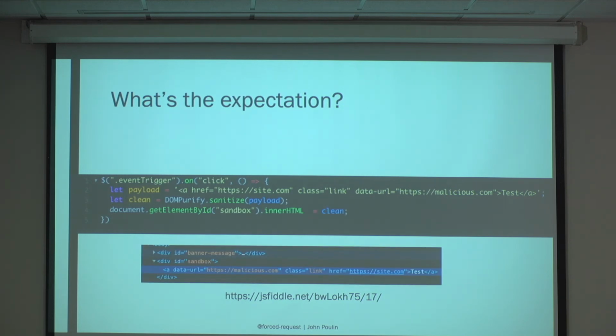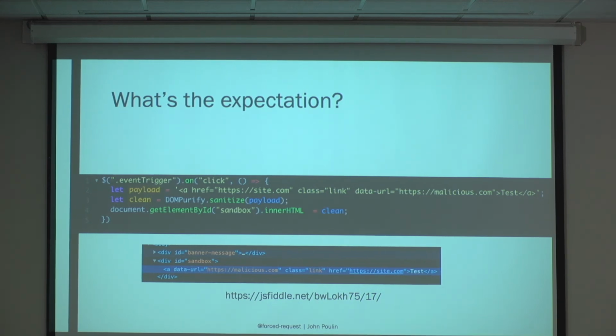That's exactly how it's going to render. It does not strip out data URL. It does not strip out the class or the href. So that entire payload is going to be rendered as is. And so there could be some concerns here.